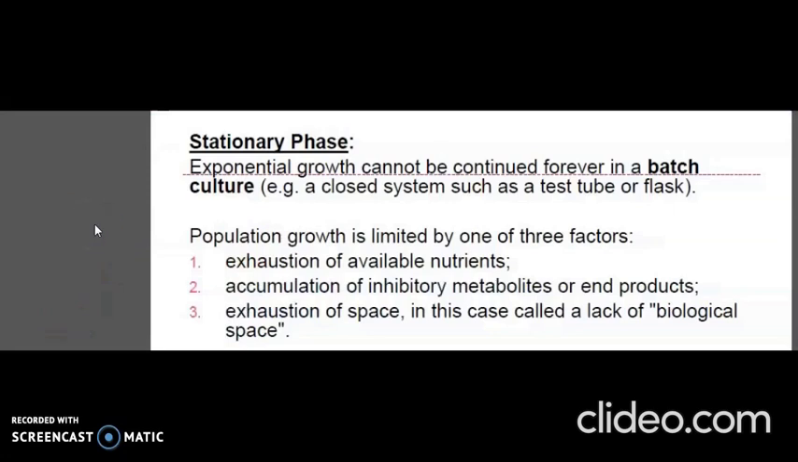The exponential growth cannot be continued forever in a batch culture. For example, it's a closed system such as a test tube or flask. The population growth is limited by one of three factors in the stationary phase. The first factor is the exhaustion of available nutrients. The second one is the accumulation of inhibitory metabolites or end products. And the third is the exhaustion of space, and in this case, it's called a lack of biological space.